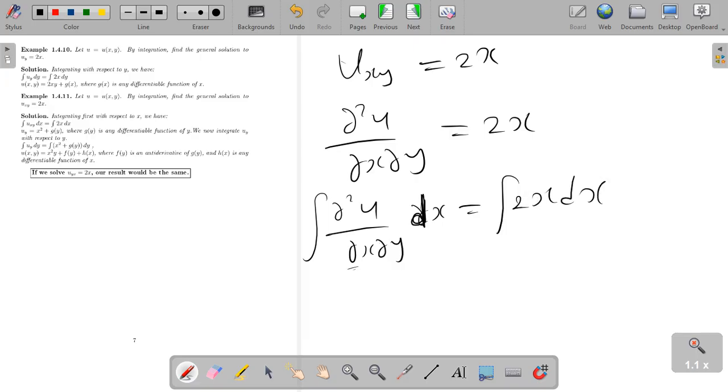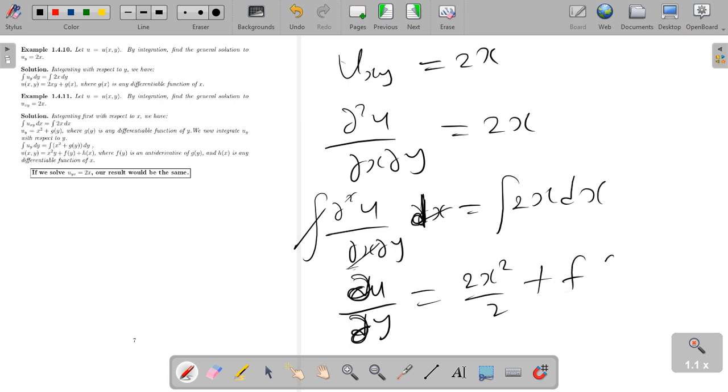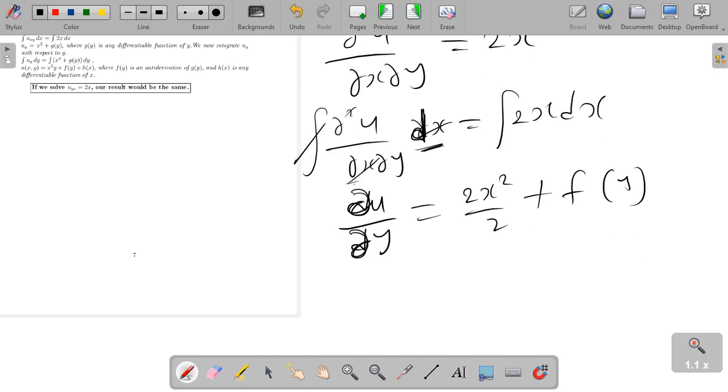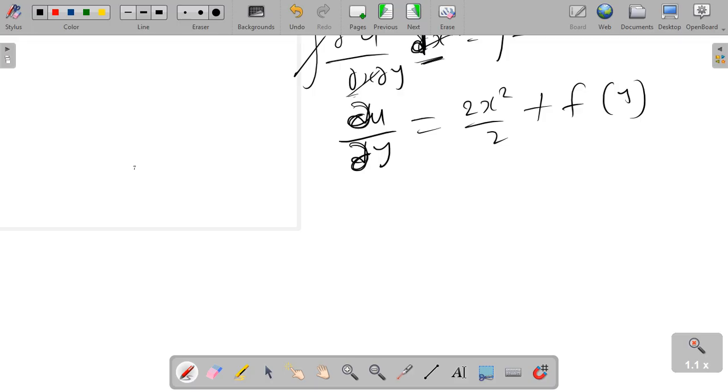The integral will take care of one of these, so I'm left with partial u over partial y. Integration of this will give you 2x squared over 2, which is just x squared, plus a function of y. Why? Because I integrated with respect to x, so a function of y. So we have to integrate again, so I'm going to have the integral of partial u over partial y dy now.